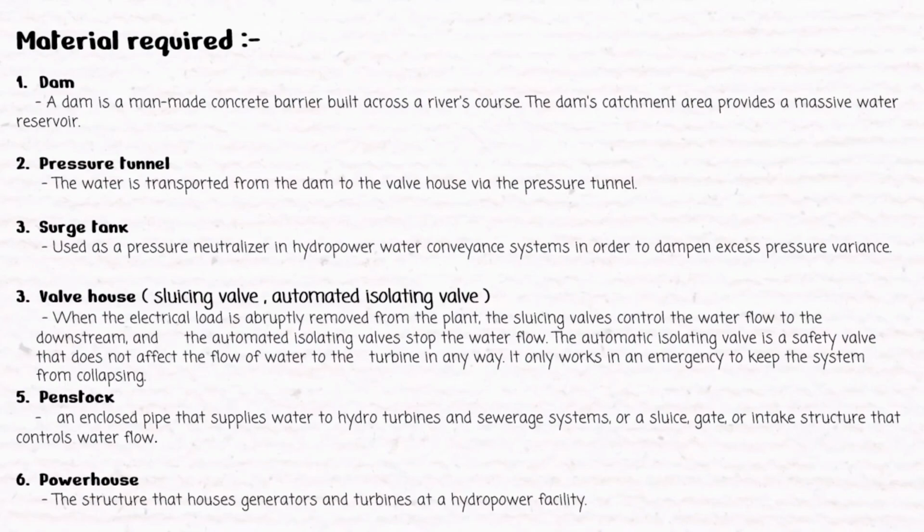Fifth, penstock, an enclosed pipe that supplies water to the hydro turbine and sewerage system, or a sluice gate or intake structure that controls water flow. And last is powerhouse, the structure that houses the generator and turbine at the hydropower facility.